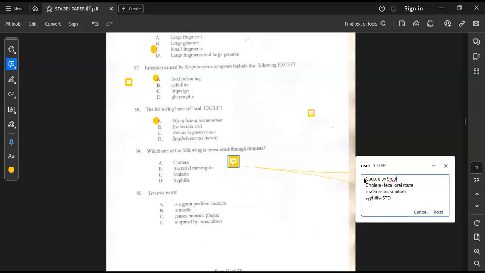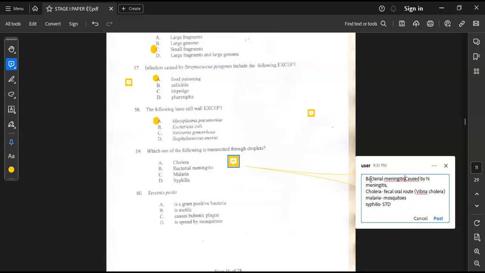So for the causative agents, we'll be talking on Vibrio cholerae for cholera, and on bacterial meningitis, as was also indicated. Also remember you have Neisseria meningitidis. Under Neisseria we have Neisseria gonorrhoeae and Neisseria meningitidis, but meningitidis is mostly the one causing bacterial meningitis. For malaria, we'll talk about it under protozoa. The Plasmodium is a protozoa. Then syphilis will be a spirochete, that is Treponema pallidum.